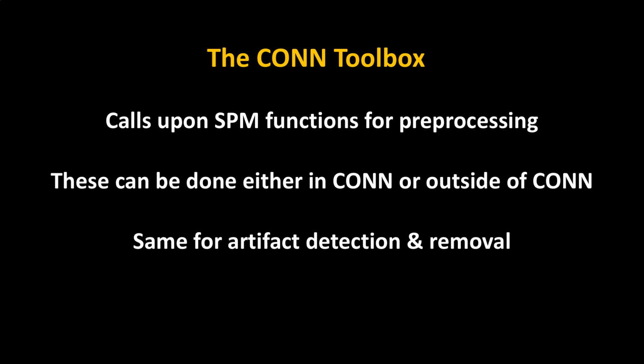Same for artifact detection and removal. So there's the R toolbox. You can use that to identify which volumes are a problem. You can create that regressor and then import that regressor into the CONN toolbox. But CONN has their own way of doing that. So I would recommend, if you're starting from ground zero, just do everything with the CONN toolbox from start to finish. It simplifies things, and if you have a problem, they're more likely to be able to help you on the message boards.